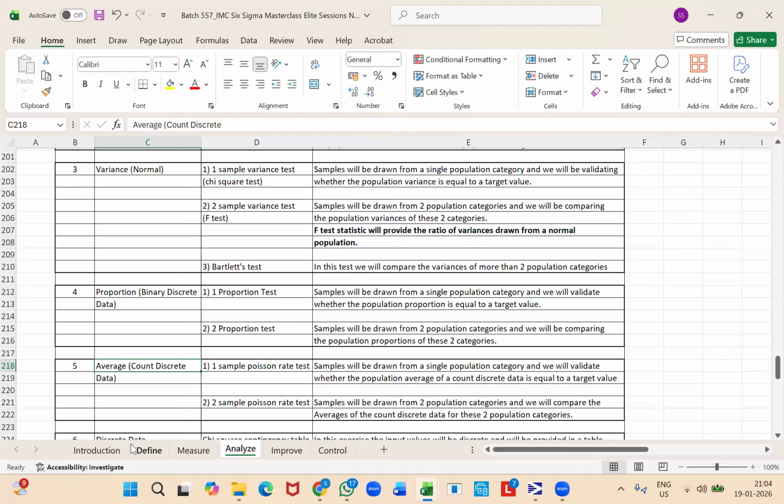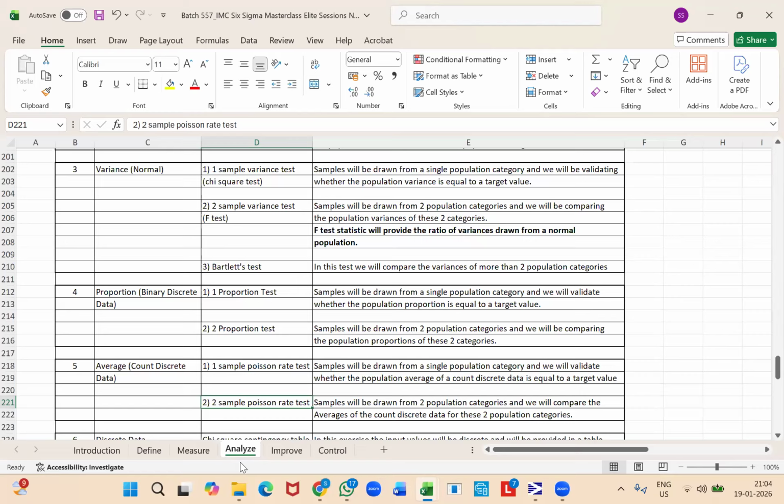And then we have the two sample Poisson rate test. As the name itself suggests, the samples will be drawn from two population categories, and we would be comparing the average of the count discrete event pertaining to these two categories, right? Say, for example, you want to compare the average number of units produced per hour pertaining to process A and process B. So the average number of units produced per hour is nothing but the productivity, right?